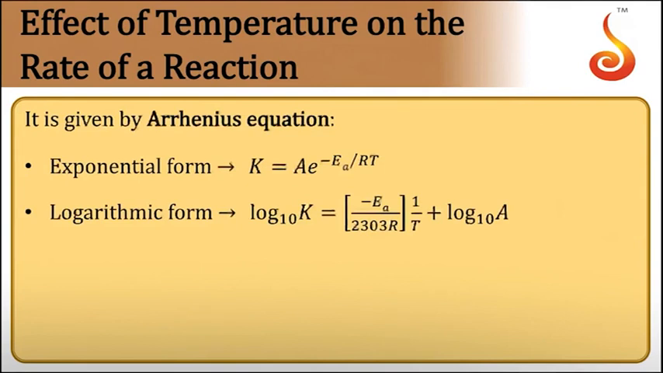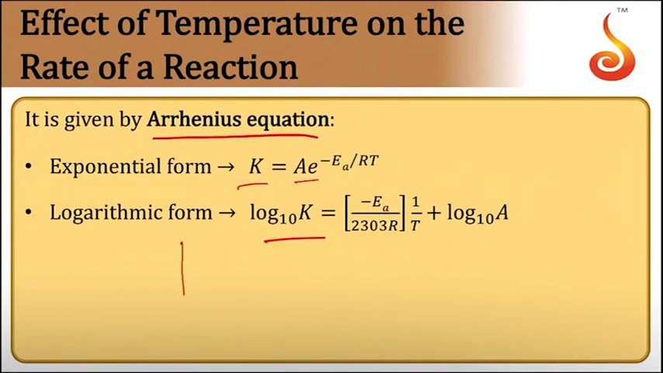Then the relation between T and k is given by the Arrhenius equation, where k is given by A into e to the power of minus Ea by RT. If you take the logarithmic form, finally you get log k is equal to minus Ea by 2.303 into 1 by T, plus log A.